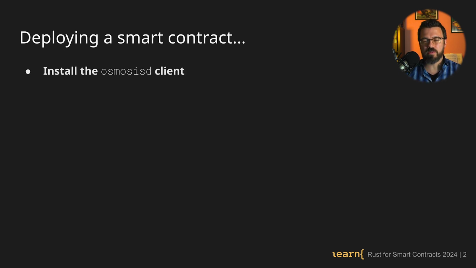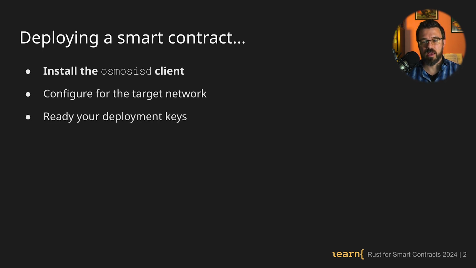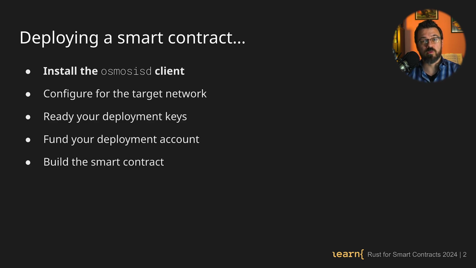We're going to install the Osmosis D client so we can work with the network on our local machine and configure for the actual testnet, as well as set up our deployment keys, our deployment wallet, an account that deploys the code and the smart contracts and so on. We'll fund that account a little bit with a testnet faucet. If you're on a mainnet somehow, then you'll need to use real funds.